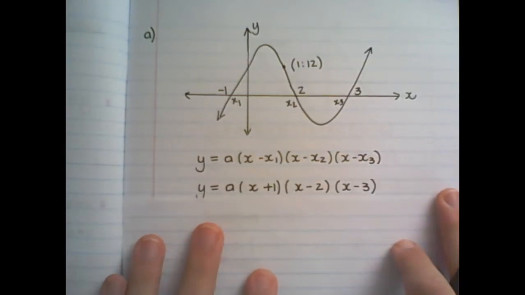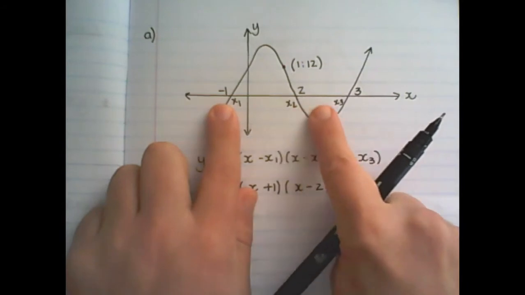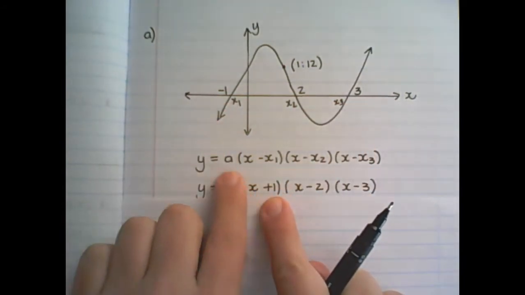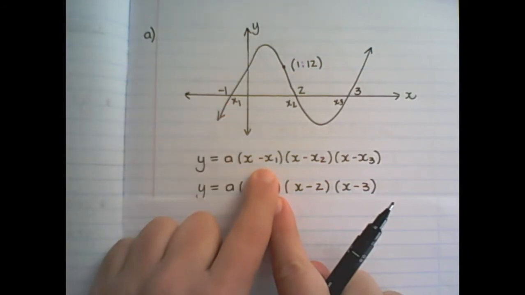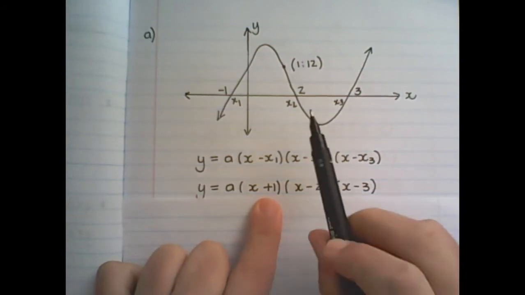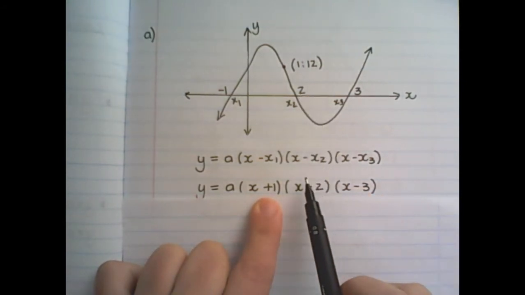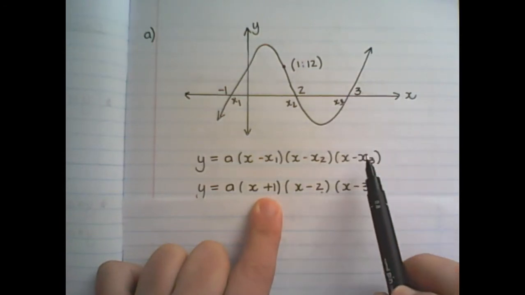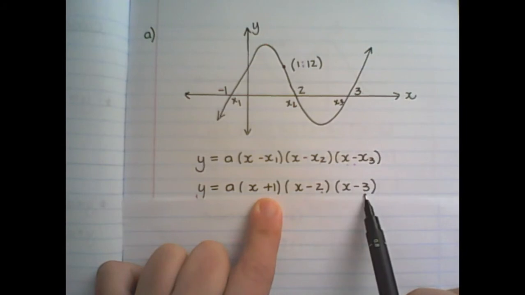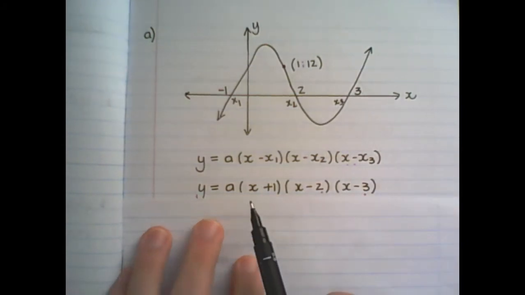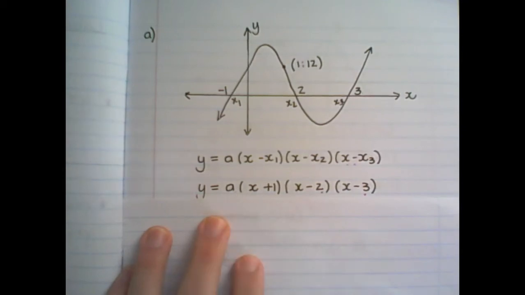And I substitute the values of -1, 2, and 3 into the equation. Notice, when I substitute a negative value in the place of x1, it is x minus -1, and it will become x plus 1. x2 is the value of 2, so it's x minus 2. And x3 is the value of 3, so it's x minus 3. Now don't multiply out yet. We first want to find the value of a.